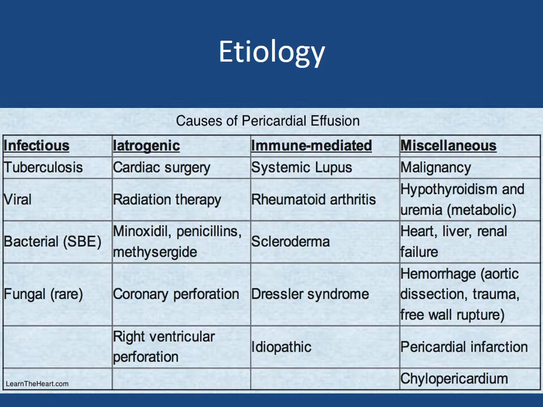Iatrogenic causes include cardiac surgery, radiation therapy, different drugs like minoxidil, penicillins, methysergide, coronary perforation, right ventricular perforation. Different immune-mediated diseases include systemic lupus erythematosus, rheumatoid arthritis, scleroderma, Dressler syndrome and idiopathic causes, while the miscellaneous causes include malignancy, hypothyroidism, uremia, heart failure, renal failure, myocardial infarction and hemorrhagic pericardial effusion in the case of aortic dissection and trauma or free wall rupture.